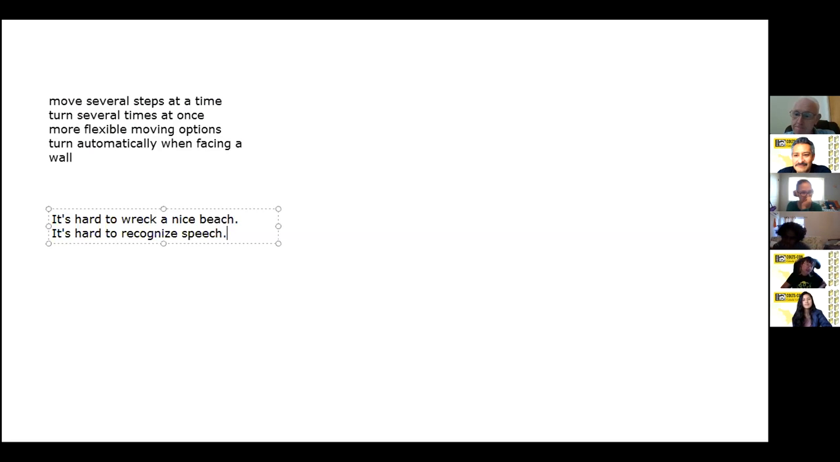It sounds similar. Right. So if you say the first sentence, it's hard to recognize speech. If you say the second sentence, it's hard to recognize speech, right? If you say it really fast, it almost sounds the same. It's hard to recognize speech. So it sounds very, very similar. And that's the first challenge for the computer, is to go from the spoken word to the pieces.